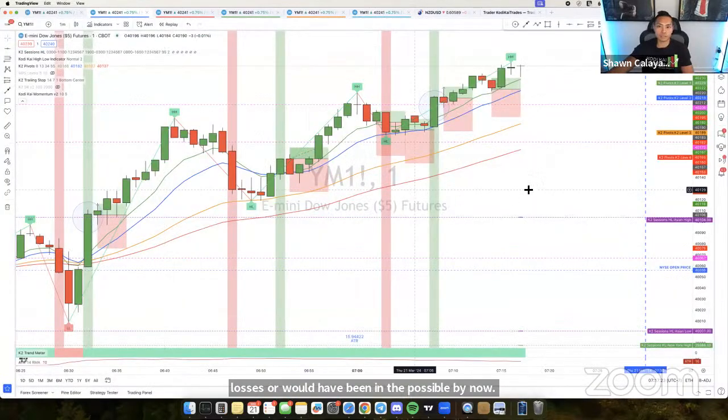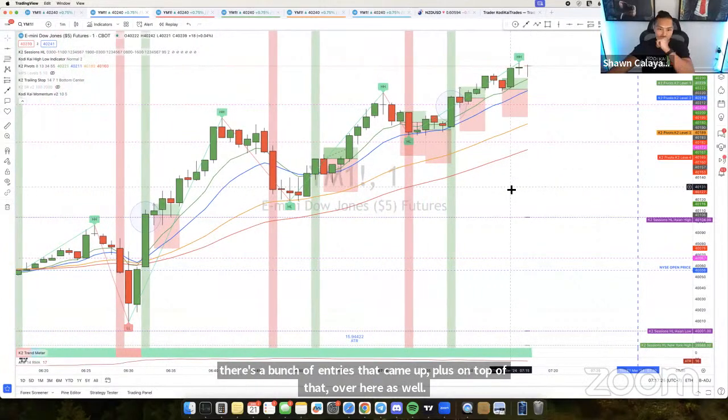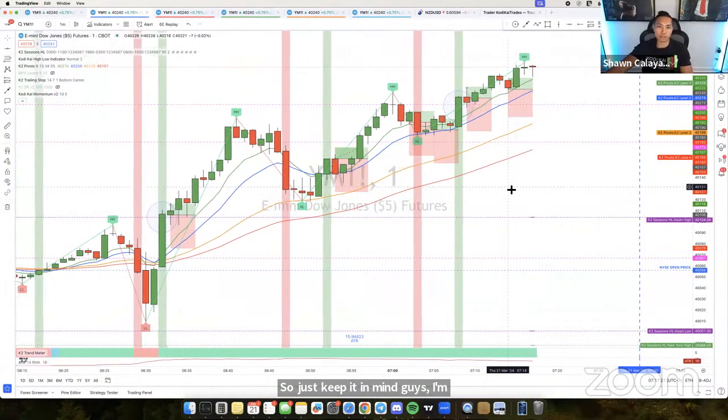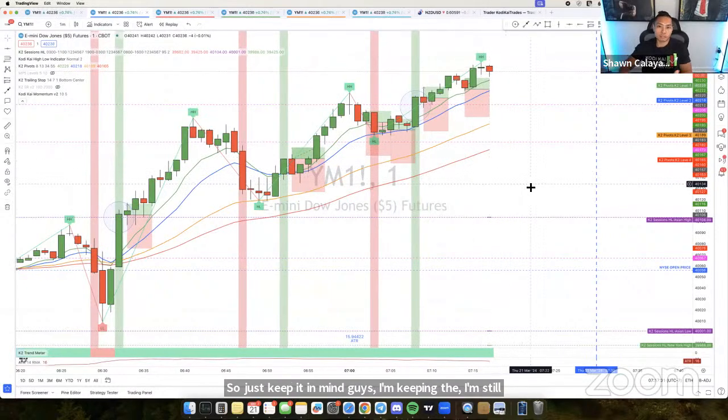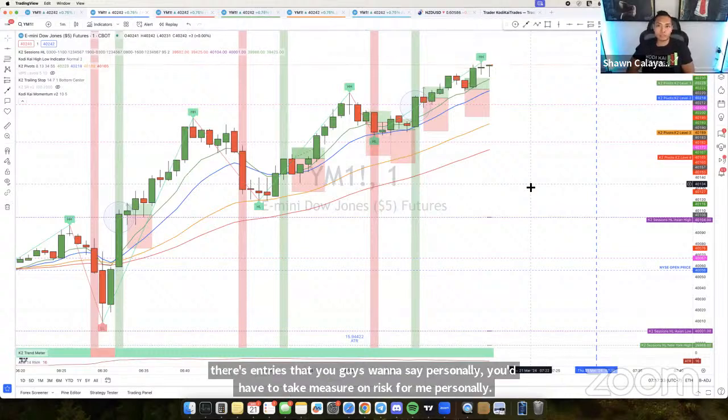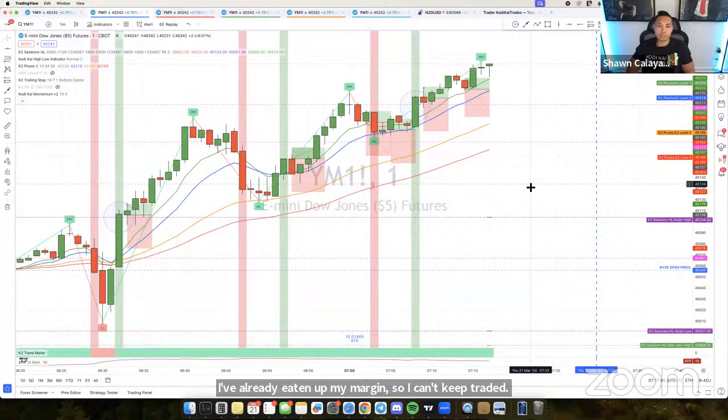So just keep it in mind, guys. I'm still analyzing the charts and I'm still showing you where entries are at. If there are entries that you want to take personally, you have to take them at your own risk. For me personally, I've already eaten up my margin, so I can't keep trading. If I didn't use so much risk on the BB3, then I could keep trading, but I don't want to eat into my trailing drawdown.